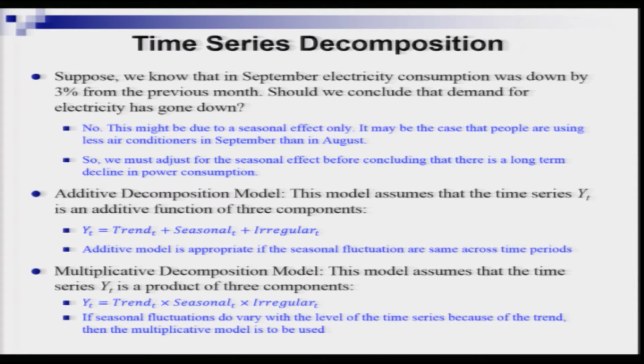Now, let us move on to the second type of time series classical decomposition model, and that is called the multiplicative decomposition model. Here we assume that the time series variable y t is a product of three components, and again we are ignoring the cyclical component. So, here y t is a product of trend, seasonal component and the irregular component.